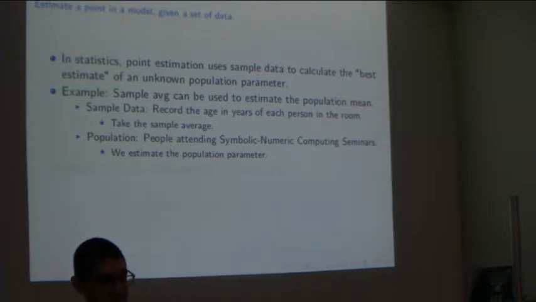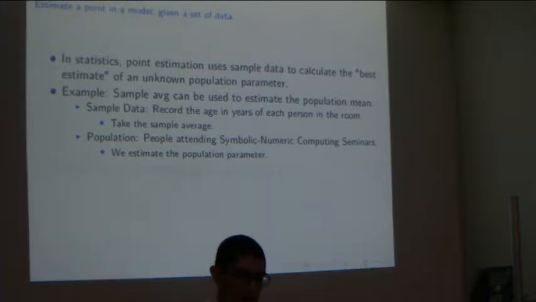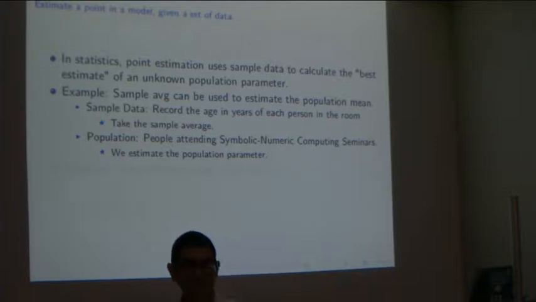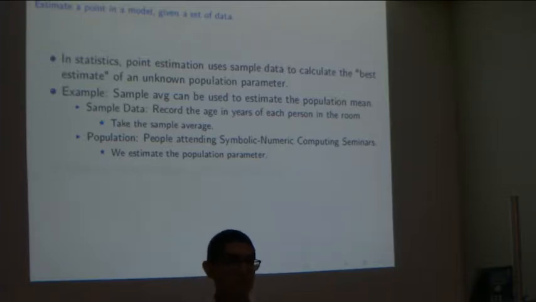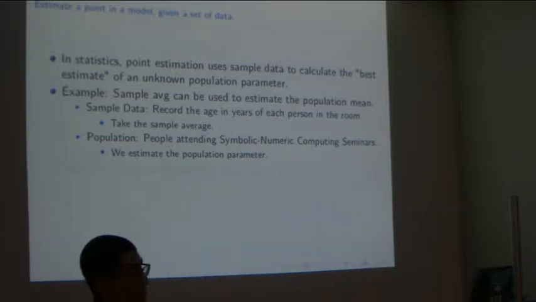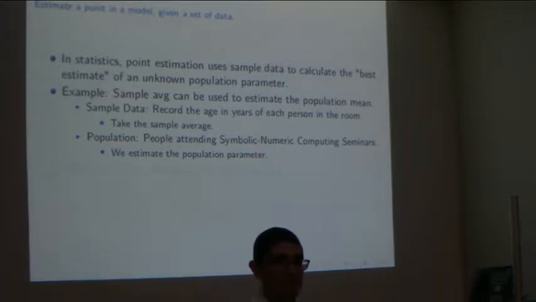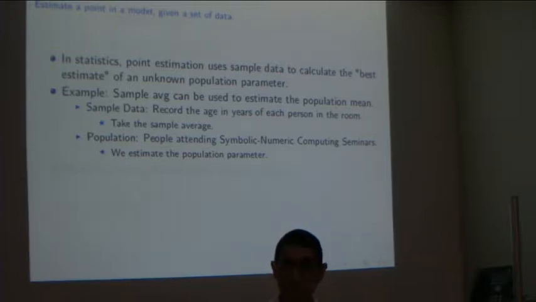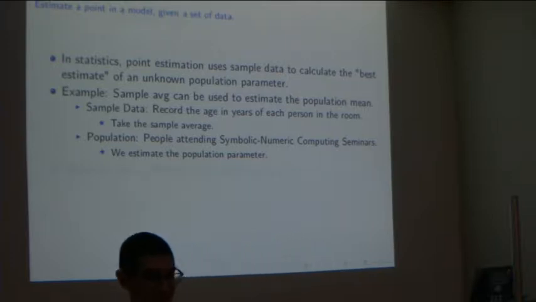Here's an example. The sample average can be used to estimate the population mean. For sample data, you can record the age in years of each person in this room, and then we take the average. That's the sample average. The population may be people that attend this seminar throughout the year. Then we can estimate this population parameter, the average age of people that attend the seminar, using the sample data.